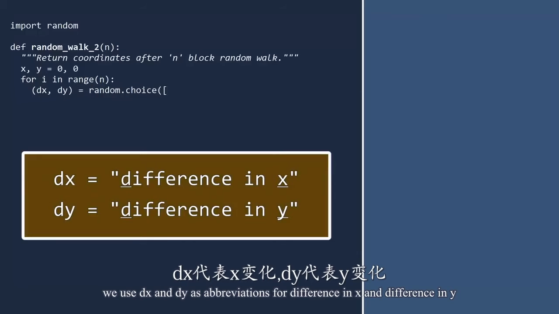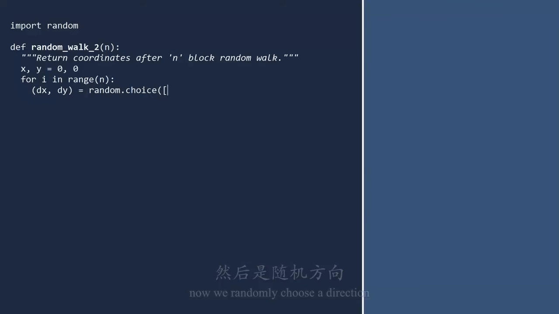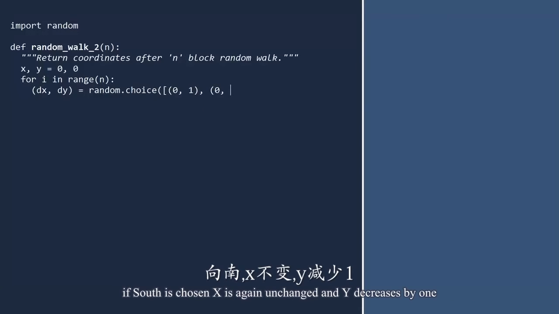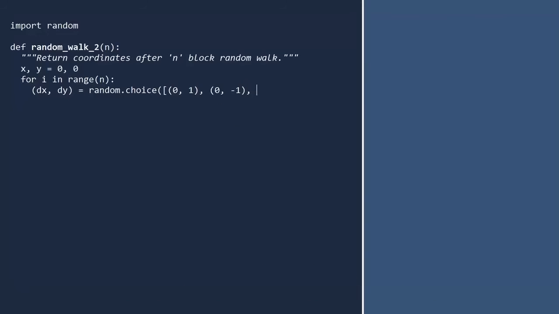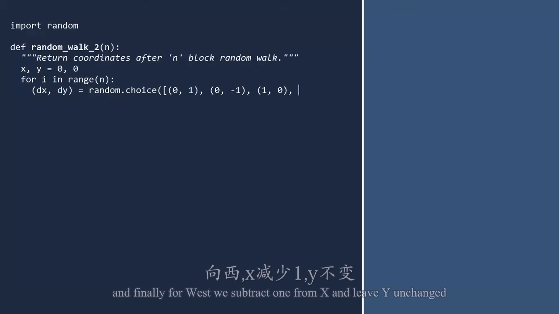We use dx and dy as abbreviations for difference in x and difference in y. Now we randomly choose a direction. If north is chosen, the x-coordinate does not change, but the y-coordinate increases by 1. If south is chosen, x is again unchanged, and y decreases by 1. For east, x increases by 1 and y is unchanged. And finally, for west, we subtract 1 from x and leave y unchanged.